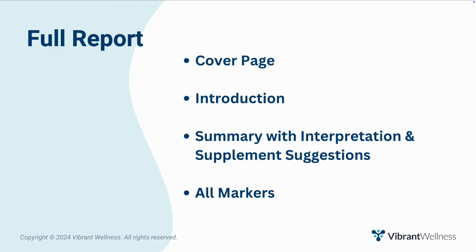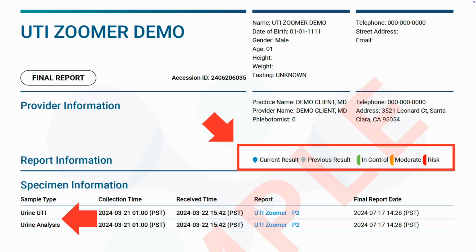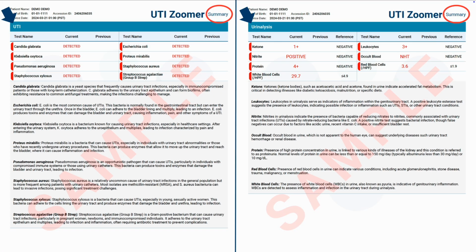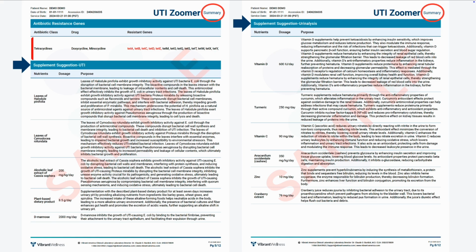The UTI Zoomer sample report includes a cover page, introduction, summary with interpretation and supplement suggestion, and then lists all markers. The cover page identifies the sample type and includes the results interpretation key. The introduction page is where you can find the methodology and interpretation of report, and I highly recommend reading this page. The summary shows the elevated and moderately elevated results along with interpretation.